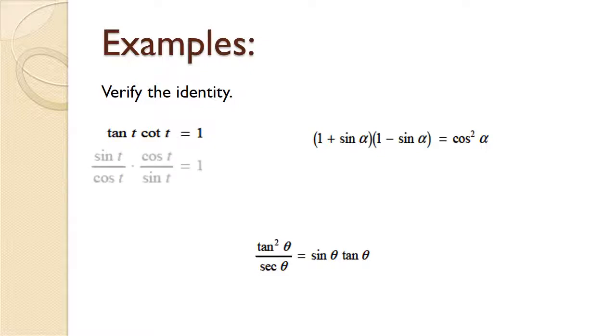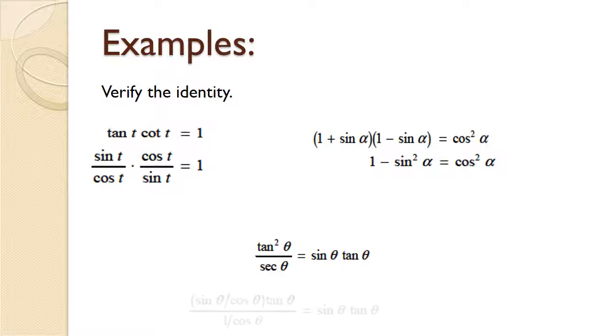Okay, what we did here is we changed tangent into sine over cosine and cotangent into cosine over sine. Well, they cancel and leave you with 1, so it was as simple as that. On the next one, what we're going to do is multiply 1 plus sine of alpha times 1 minus sine of alpha, and that gives us 1 minus sine squared of alpha, which is cosine squared.